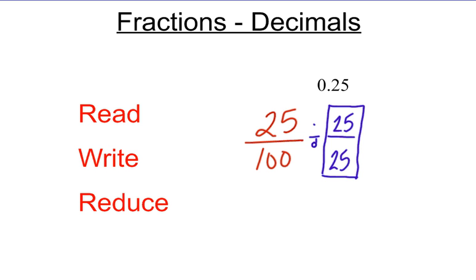Now you can do 5 two times if you wanted to. It still works out. And then from there, 25 divided by 25 is 1, and 100 divided by 25 is 4. So this way we can see how to change a decimal into a fraction.